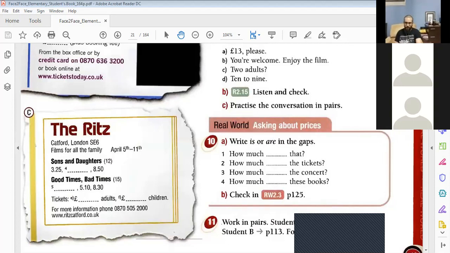Welcome to the Ritz Cinema information and booking line. Here are the films showing at this cinema from Friday, April the 5th to Thursday, April the 11th. Sons and Daughters, Certificate 12. Showing at 3:25, 5:40, and 8:50 p.m.